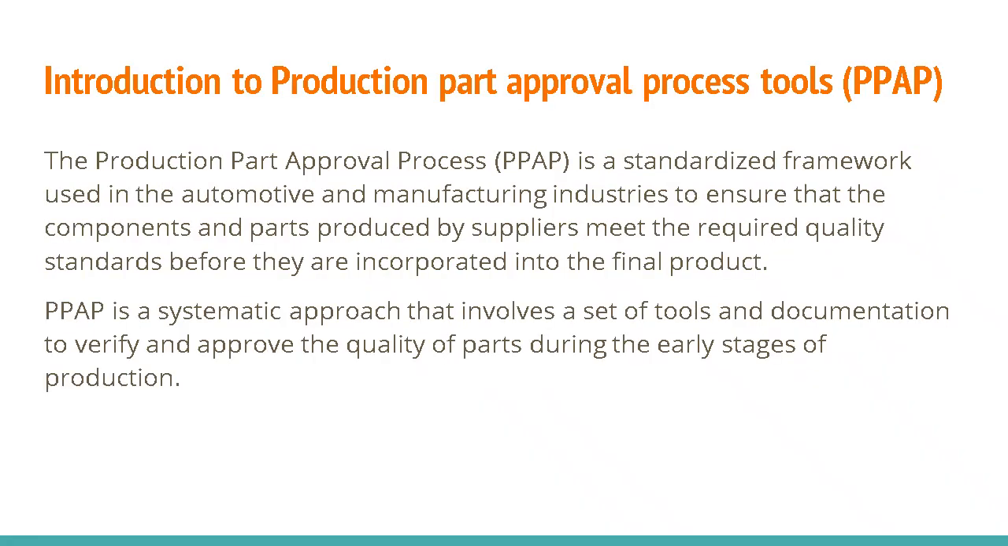So, introduction to the Production Part Approval Process and tools, PPAP. The Production Part Approval Process, PPAP, is a standardized framework used in the automobile and manufacturing industries to ensure that components and parts produced by suppliers meet the requirements and quality standards before they are incorporated into the final product. PPAP is a systematic approach involving a set of tools and documentation to verify and approve the quality of the part during the early stage of production.